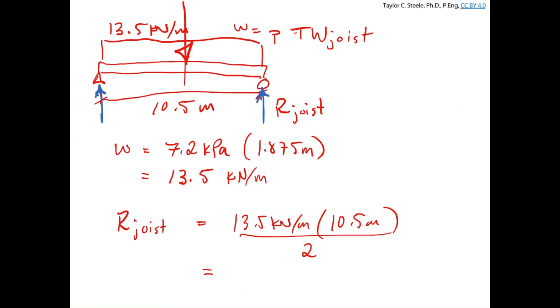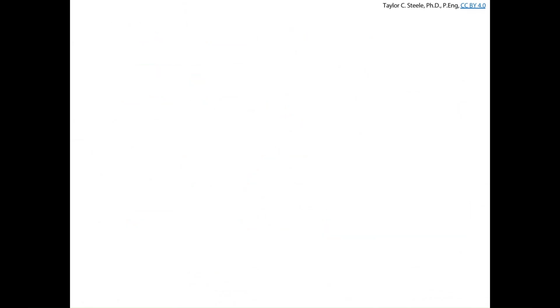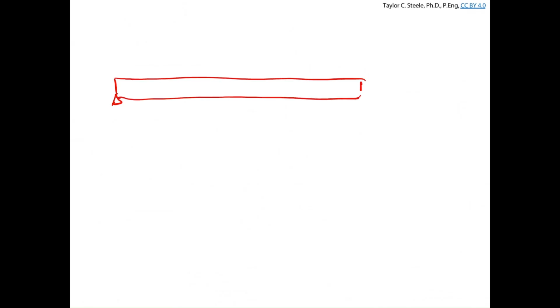And if we do that, we've got 13.5 times 10.5 divided by 2. And that's going to give us a reaction force for that joist of 70, and I'll round up, 70.9 kilonewtons. Pressures in kPa, distributed loads in kilonewtons per meter, loads in kilonewtons. Okay, so I've got the reaction from my joist, and now I can set that up over here to set up the problem for my girder.